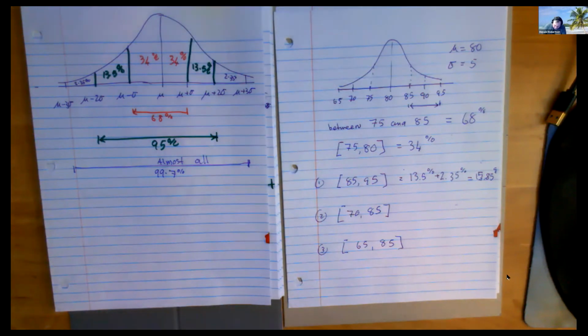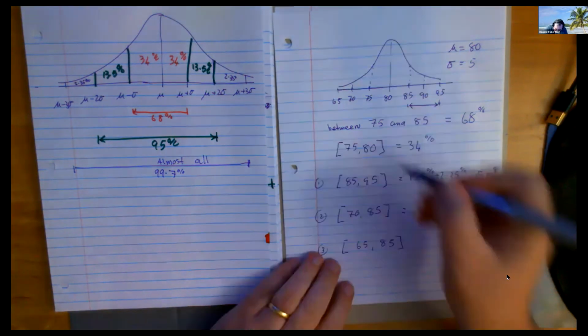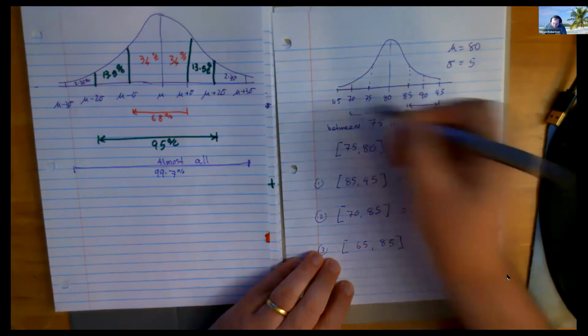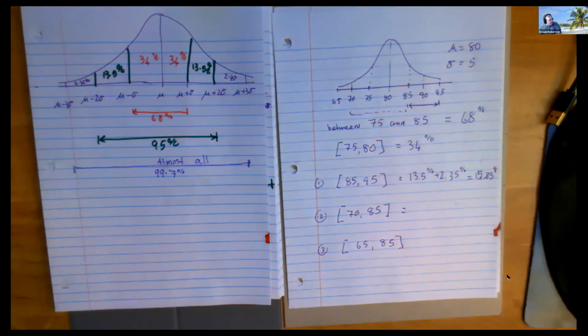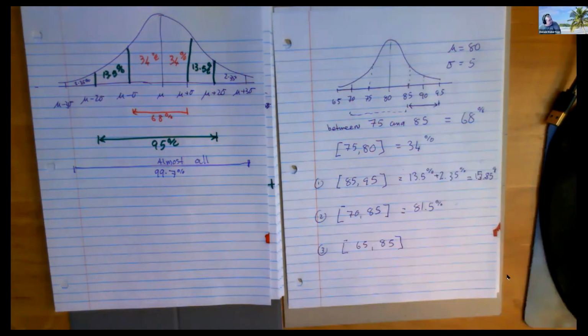Okay. The next one is 70 to 85. If I was doing 70, I would start here and finish here. I'll say it's basically that chunk. What was the final answer? Anybody want to volunteer it? I got 81.5%. All right, I have an 81.5. Did anyone else get that? Yep, I got it too.